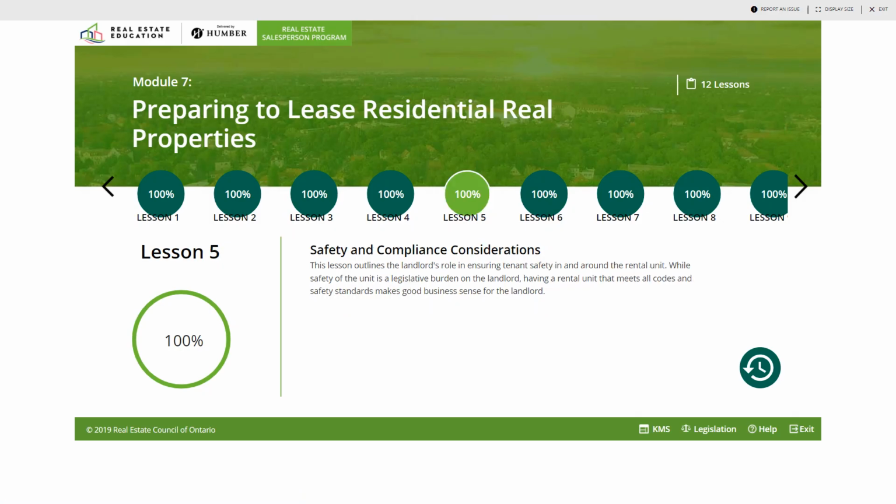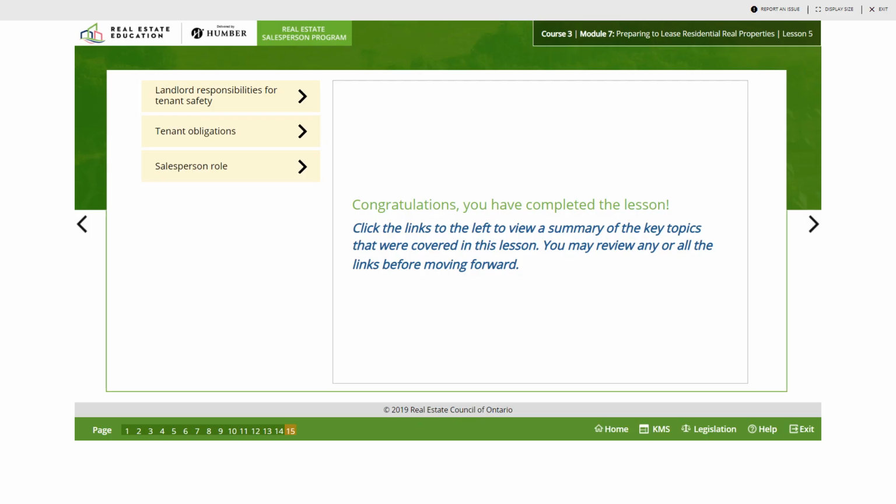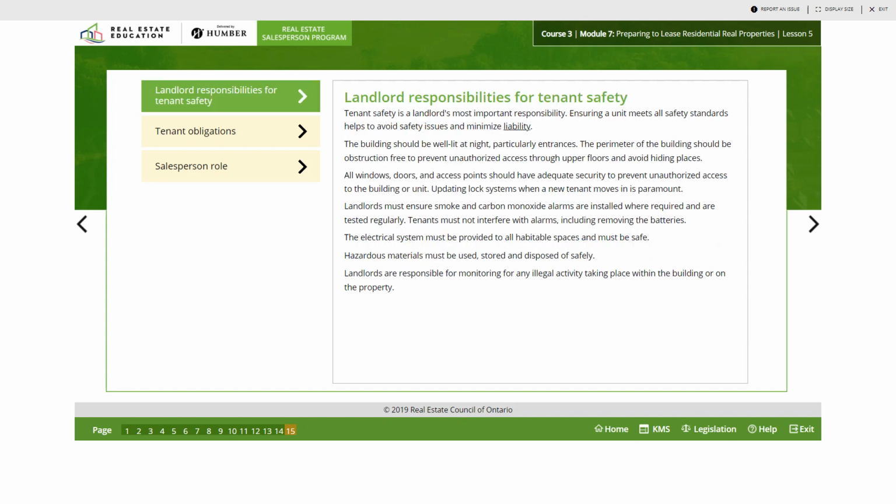Moving on to lesson 5, safety and compliance considerations. Landlord responsibilities for tenant safety. Tenant safety is a landlord's most important responsibility. Ensuring a unit meets all safety standards helps to avoid safety issues and minimize liability.